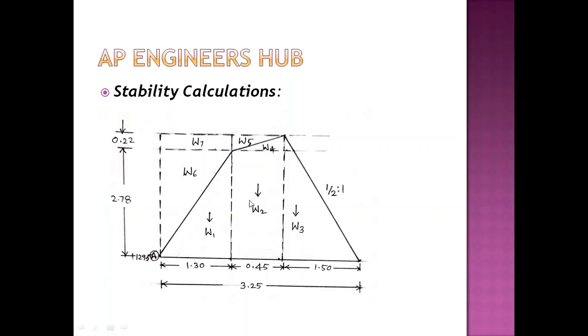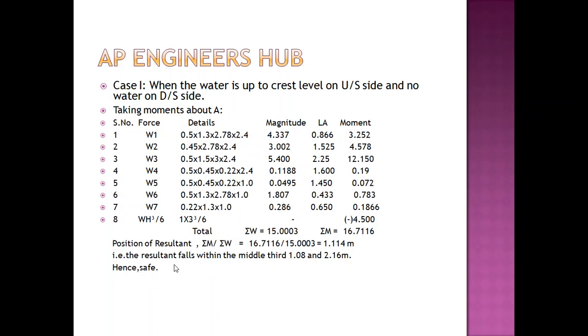Stability calculations. This is the body wall of the weir. This is a triangular portion, this is rectangular, this is triangular, this is concrete, this is water pressure: W5, W6, W7. Taking moments about here, from here we have to take the lever arm. This is 1/3, this is 1/3 plus B by 2, that is 0.4 B by 2, like that.